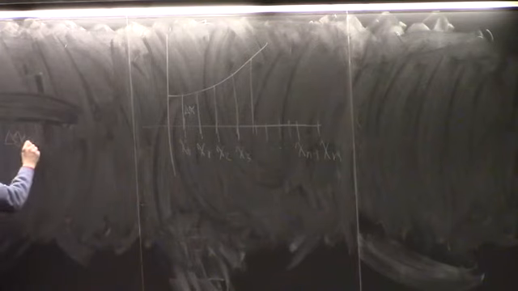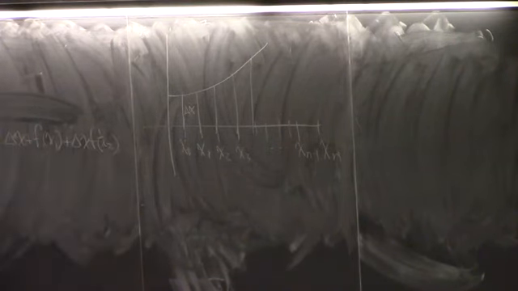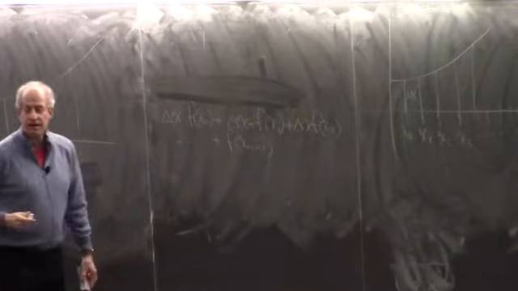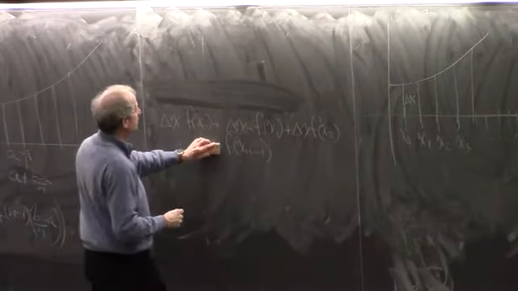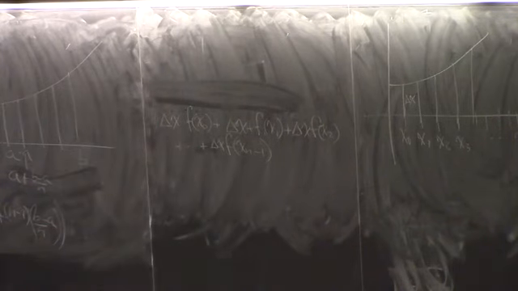The height of the first one is f of x sub 0. The width of the second one is delta x, and its height is f at x sub 1, then f at x sub 2, and I keep going until I get f of x sub n minus 1. Does that notation make sense to people? Look at that, make sure you can process that. So each one of these has a width of delta x, whatever delta x is.